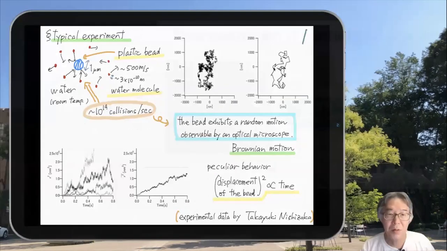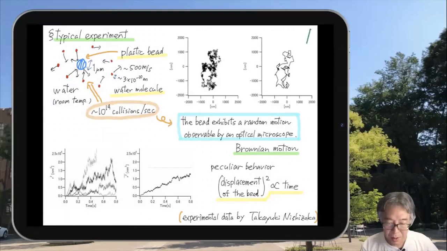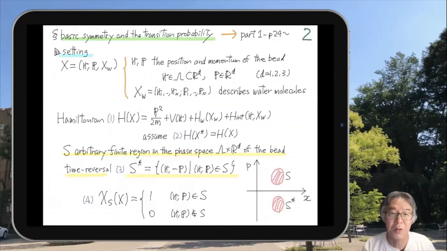So let's go back to the handwritten lecture. Now we want to develop a theory of this kind of motion of a plastic bead surrounded by many particles. But we are used to that because we had a similar consideration in part 1. I think you remember. The notation is almost like part 1, so we go back to the treatment based on classical Hamiltonian mechanics and equilibrium statistical mechanics. X denotes the phase space point of everything, including the plastic bead, the Brownian particle, and all the water molecules.